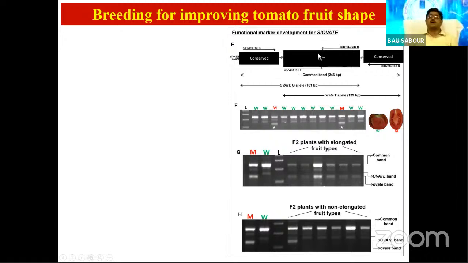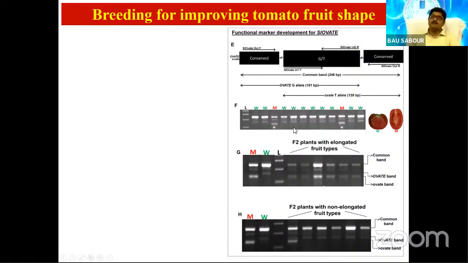Here also the story is almost the same. Only a single nucleotide change from G to T causes this mutation. So a single nucleotide changes and a flat tomato is converted to an elongated one on the basis of the ovate gene. Other genes also play a role, but ovate has a very pivotal role in determining the tomato fruit shape. So in a similar strategy, just as I have explained for the previous one, we developed four primers that can actually identify the single G to T mutation.